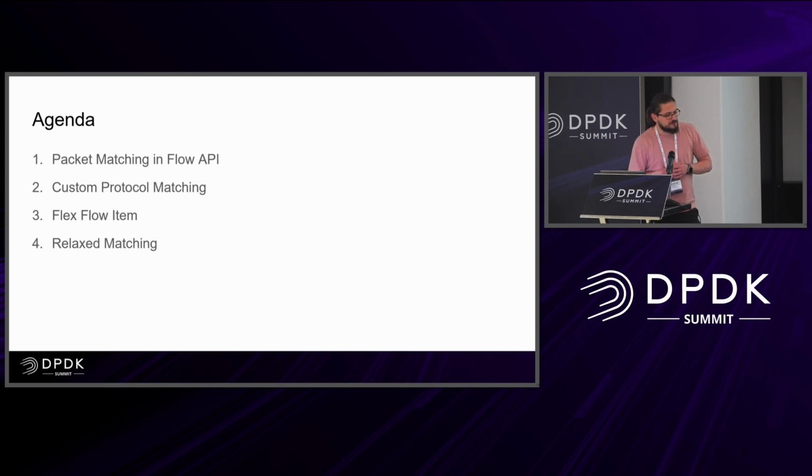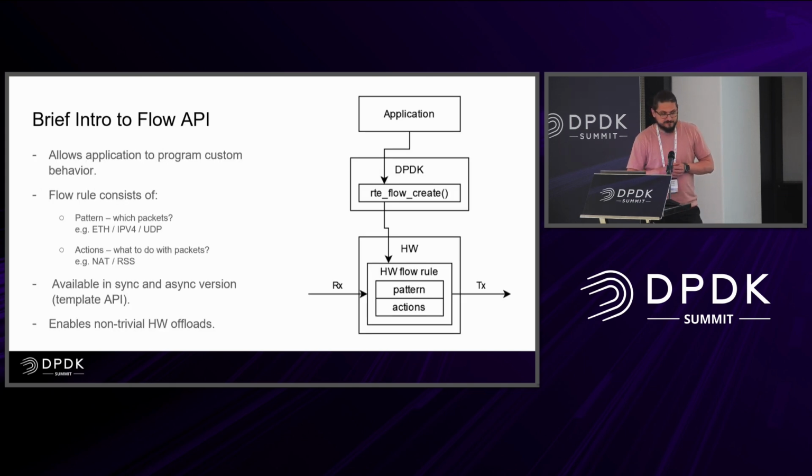At the end, we'll also talk a bit about requirements of packet patterns, flow patterns in the Flow API, and how we can maybe reduce them to allow a better architecture of the hardware offload. So first, a very brief intro to the Flow API after already 2 presentations on matching.